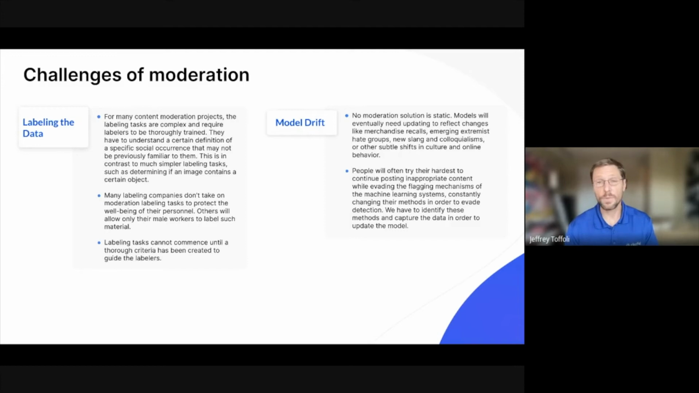An additional issue you're going to probably run up against is model drift. There's no moderation solution that is static. Models will eventually need updating to reflect changes in the world. So it's an ongoing project of improving models over time and adding new data to your model. And people will often try their hardest to continue posting inappropriate content while evading the flagging mechanisms that machine learning systems are using. So attention to model drift is a problem to look out for.